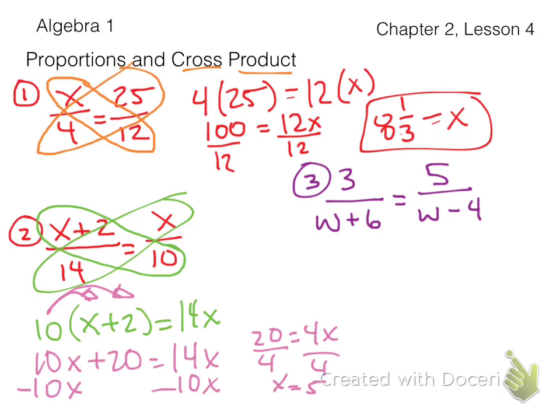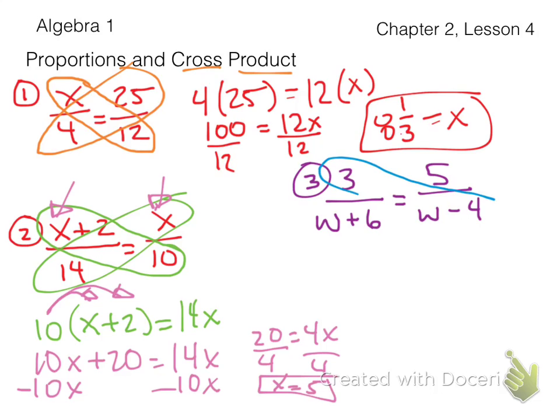X equals 5. All right, so if I plug in 5 up here, I'm going to get 5 plus 2 is 7. 7 divided by 14, well, that's a half. And if I plug in 5 here, 5 over 10 is also a half. So that's how we know that we got it right, because the ratios are equal.